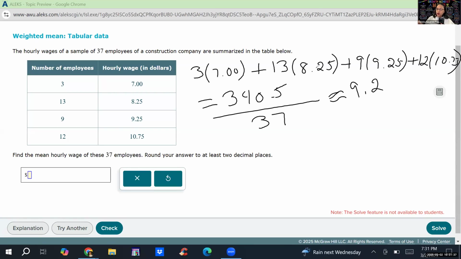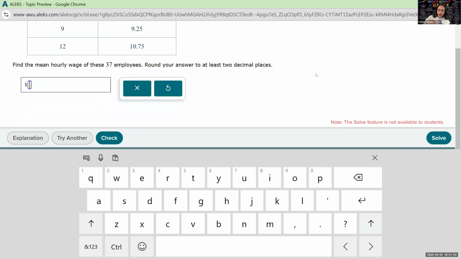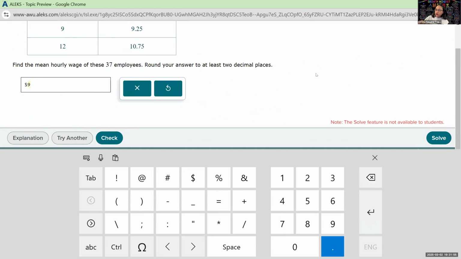And I need to delete all of that. So if you need to write all of that down, just pause the video. And then let's see. And we have 9.2.